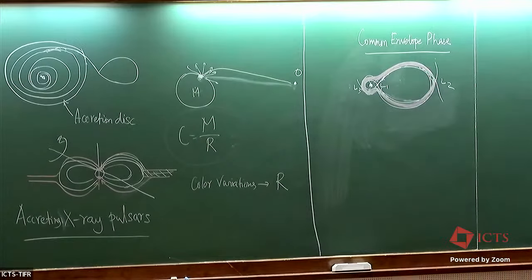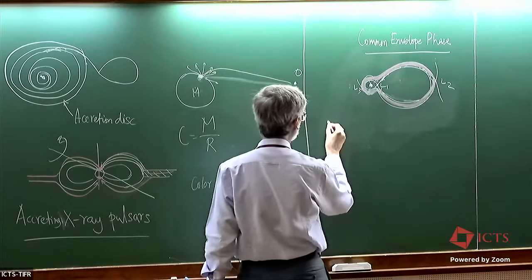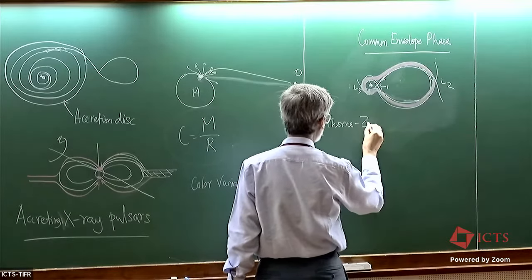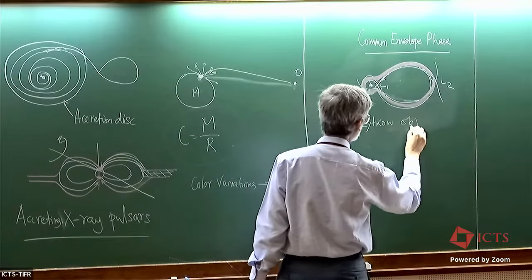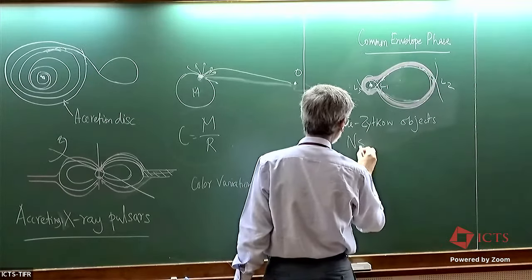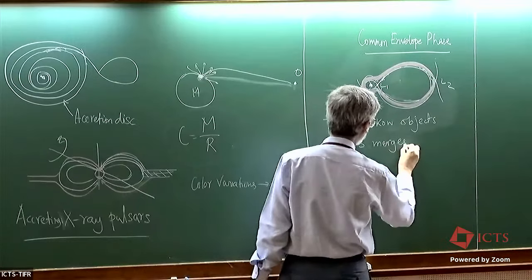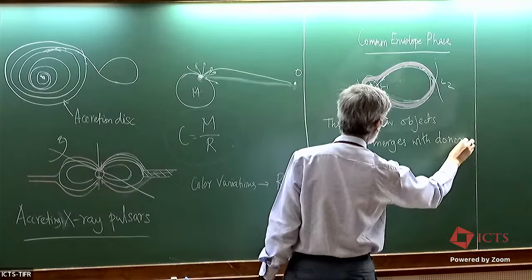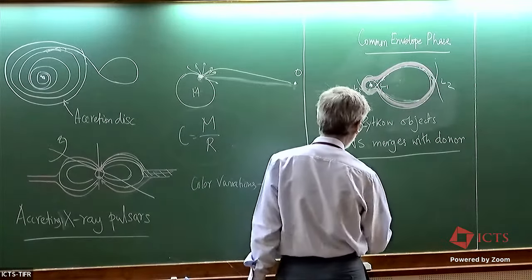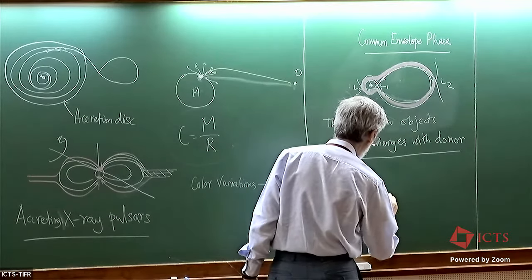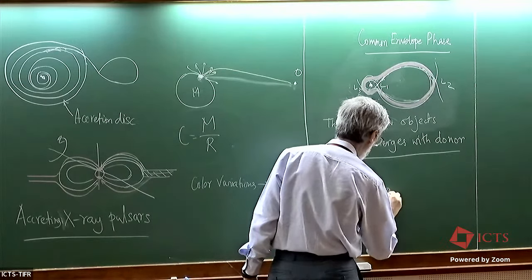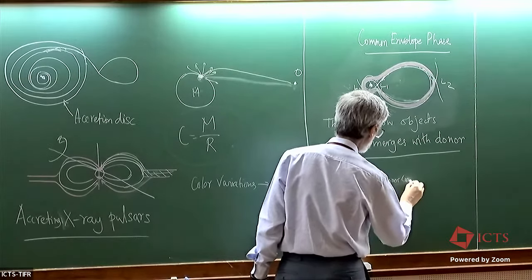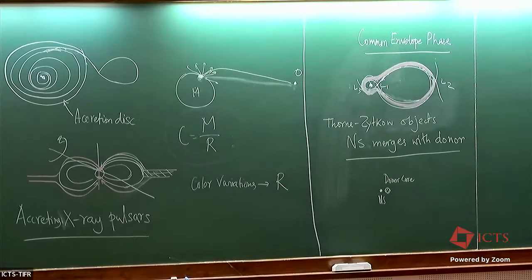There can be situations where the neutron star can end up at the center of the other star, in which case the two stars would have merged. Such objects go by the name Thorne-Zytkow objects, where the neutron star merges with the donor. Else, you will have a very compact binary, a neutron star and the donor core, which could be on the verge of going supernova.